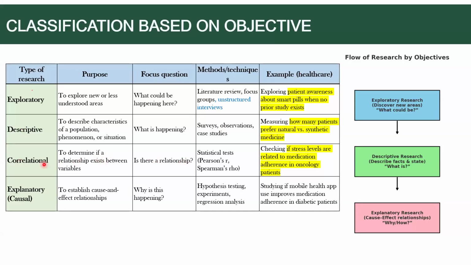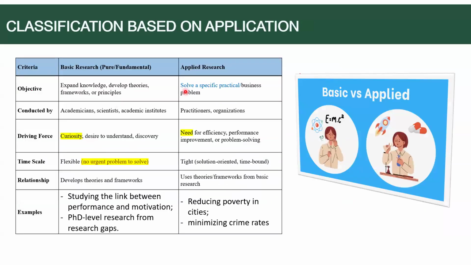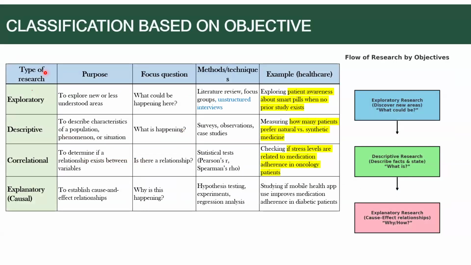If you are going to present your research in a statistical manner, you will choose correlational research. Here you will determine if a relationship exists between variables. Now here it doesn't matter whether your previous parameter was applied or basic. You have chosen one from here, now you can choose anything from here. You can choose the correlational method. You will check stress levels.